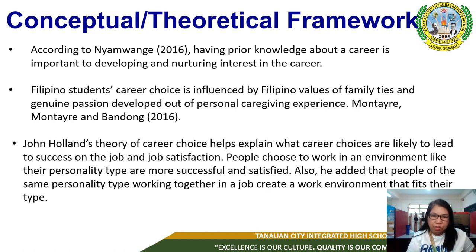John Holland's theory of career choice helps explain what career choices are likely to lead to success on the job and job satisfaction. People who choose to work in an environment like their personality type are more successful and satisfied. Also, he added that people of the same personality type working together in a job create a work environment that fits their type.